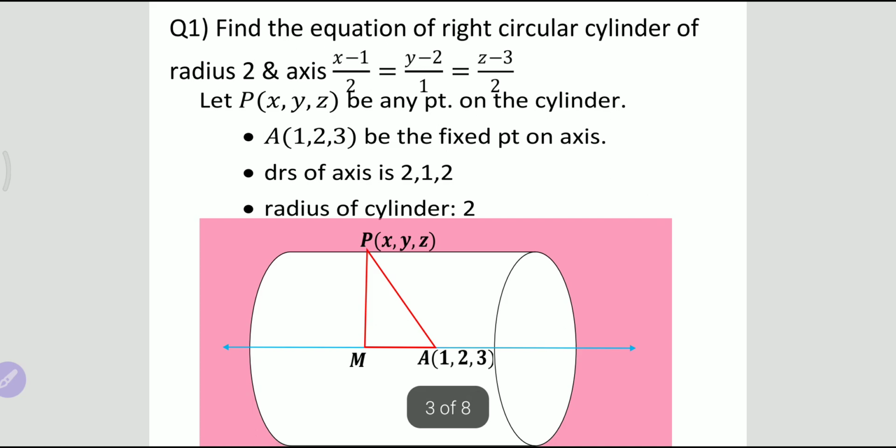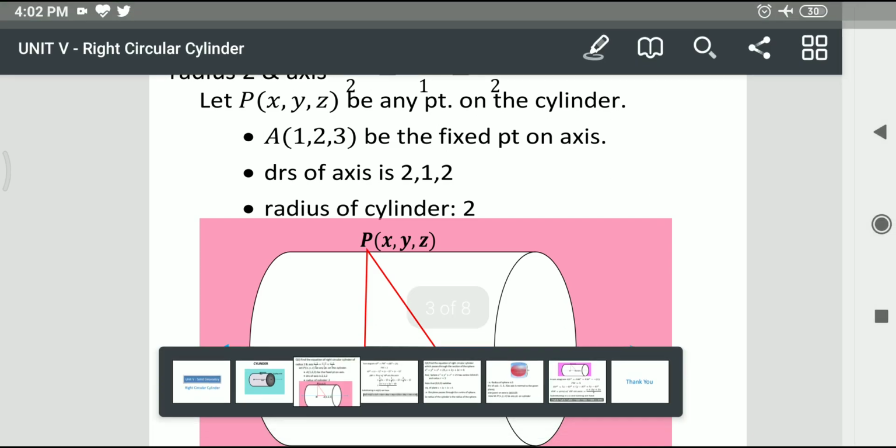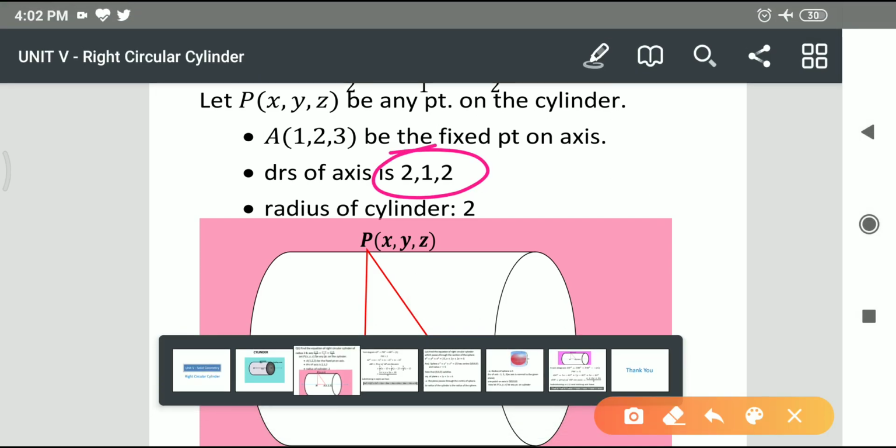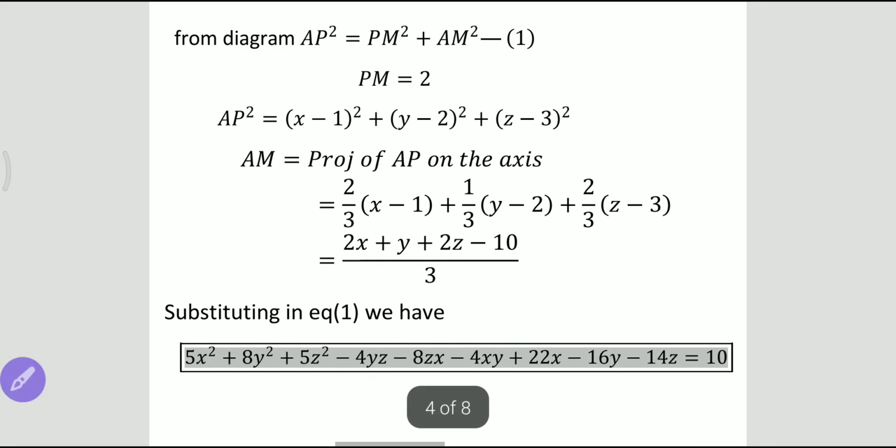So we know here the direction ratios of the axis as 2, 1 and 2. So with the help of that, you can easily find out the direction cosines. So direction cosines will be what? 2 upon root of 2 square plus 1 square plus 2 square. So it will be 9, and the square root of 9 is 3. So it will be 2 by 3, 1 by 3, 2 by 3. These are the direction cosines.